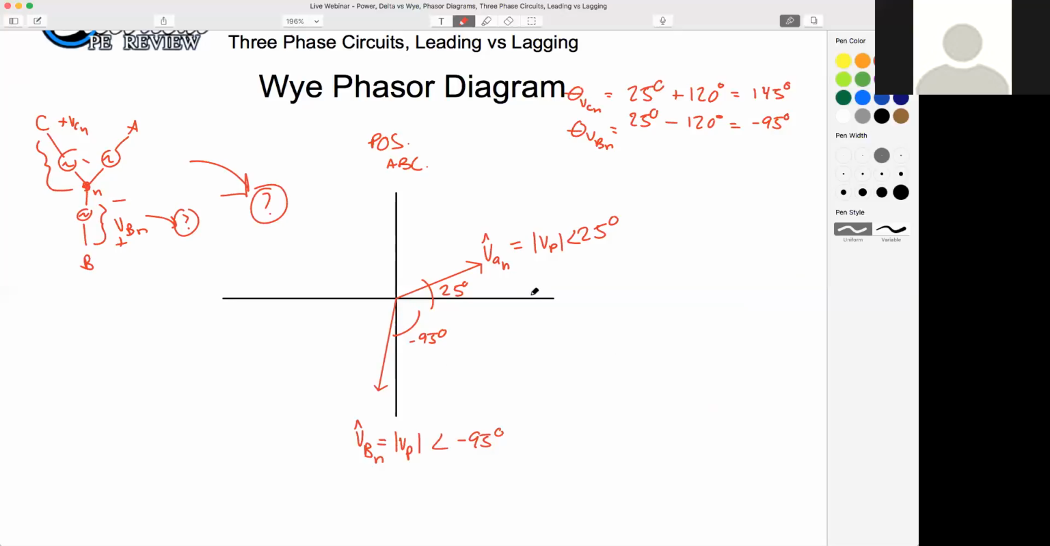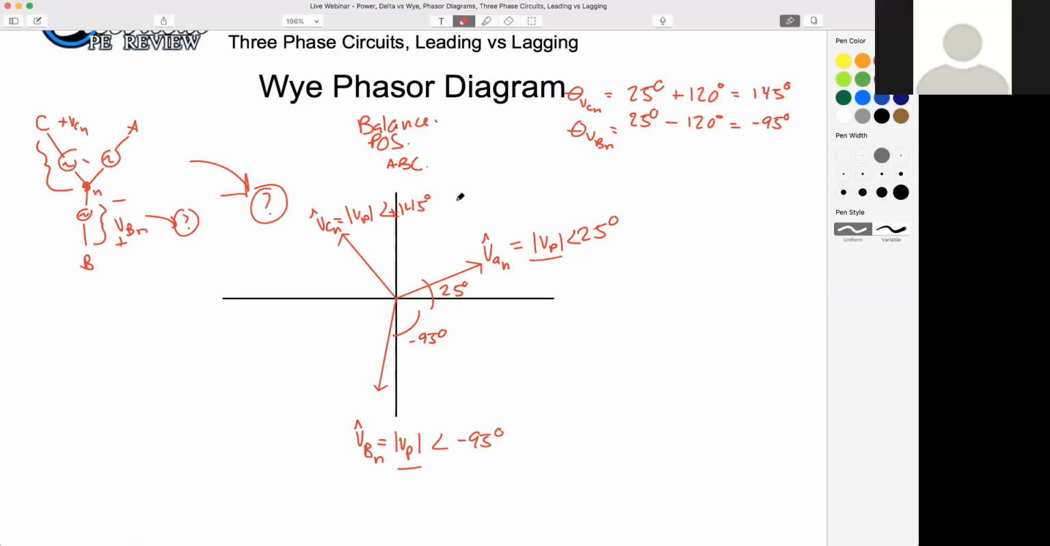If this is going to be a balanced positive ABC system, they're all going to have the same phase magnitude. And then let's see, 145 would be, we'll just say it's up here. So this would be our VCN. Of course, it has the same phase magnitude, and that's at plus 145.